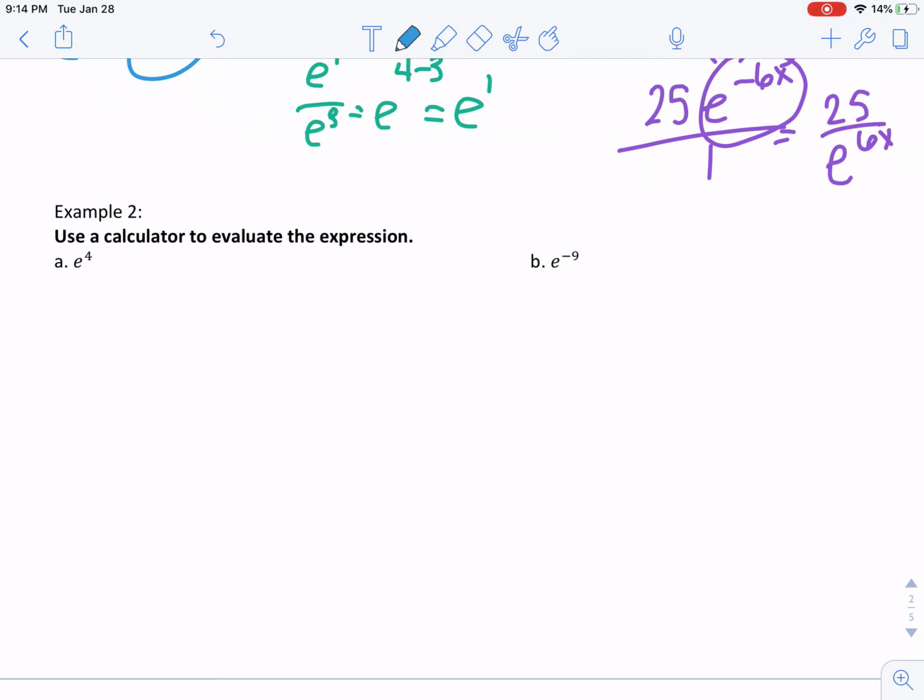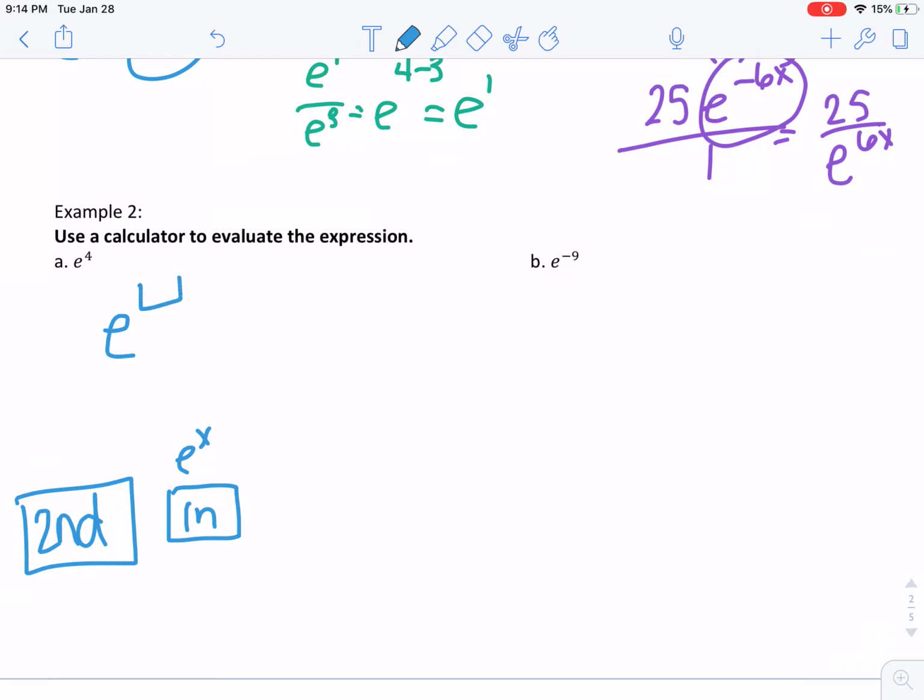Okay? So for e to the 4th power, remember, e is above the natural log button. So in order to access it, we've got to hit the second button, which is green. So we're going to hit second, e to the x, natural log button. And then what that's going to do is pop an e on your screen with a little box up here that's blinking. Then you're going to type in 4, and then hit enter.